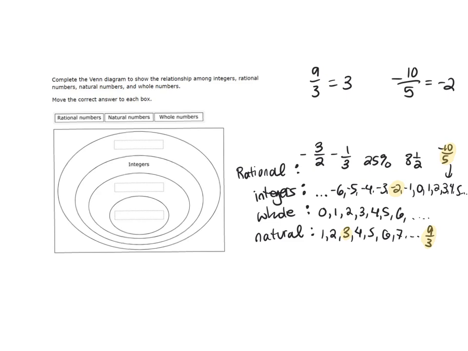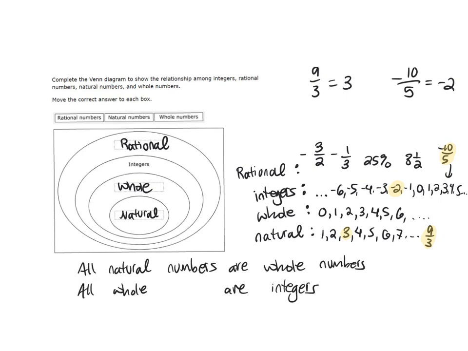Okay, so now we know what these are, and we're ready to place them here. We have our natural numbers as our smallest set. Then we have our whole numbers, our integers, and then our rational numbers. Okay, so what this means is that all natural numbers are whole numbers. All whole numbers are integers. And all integers are also rational. So if you belong to an inner set, you also belong to the outer sets that encompass that set.